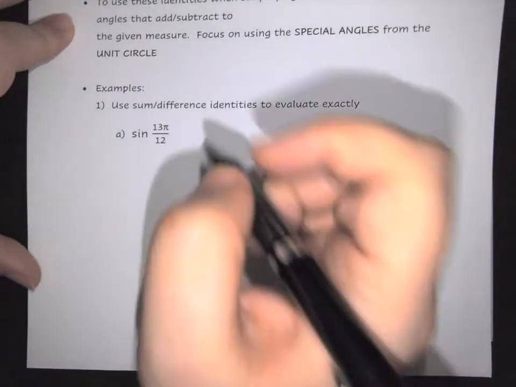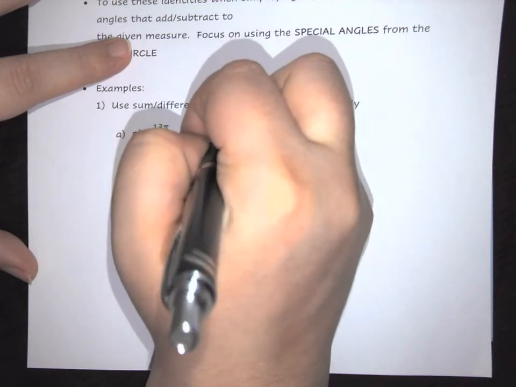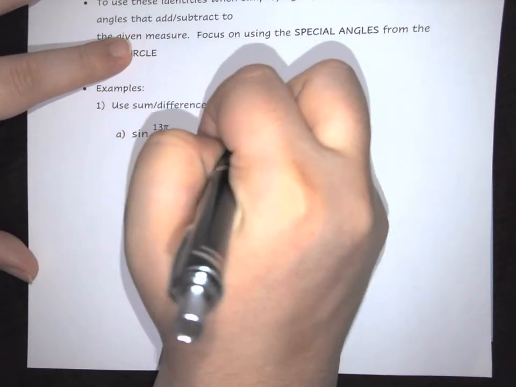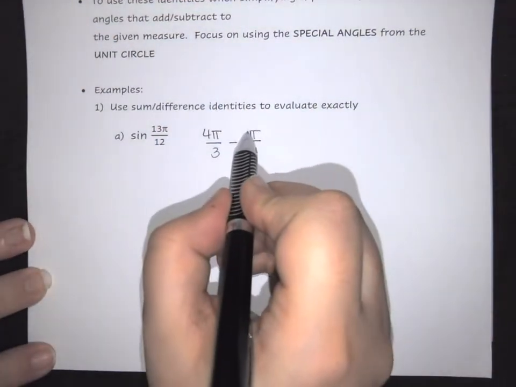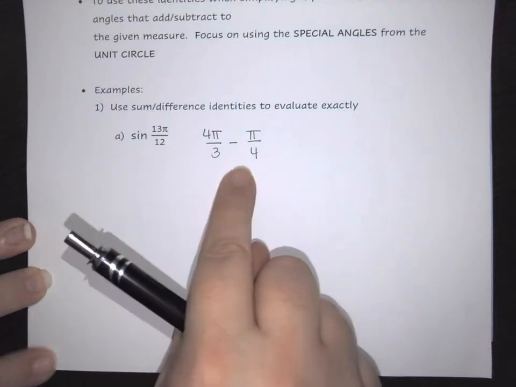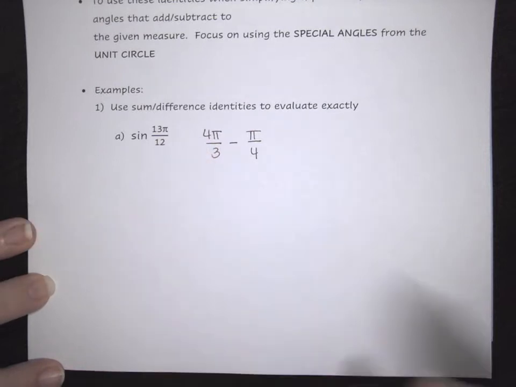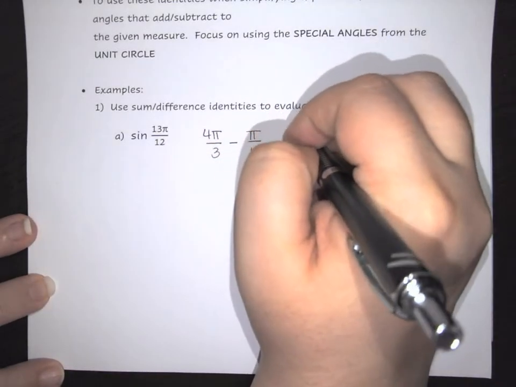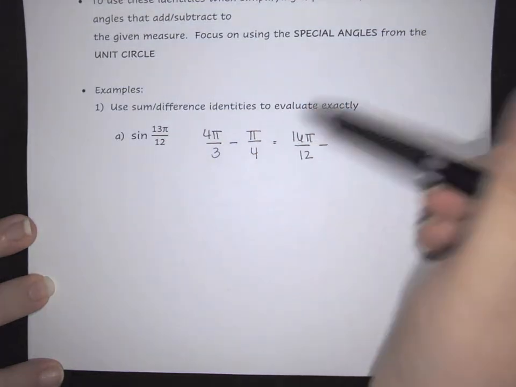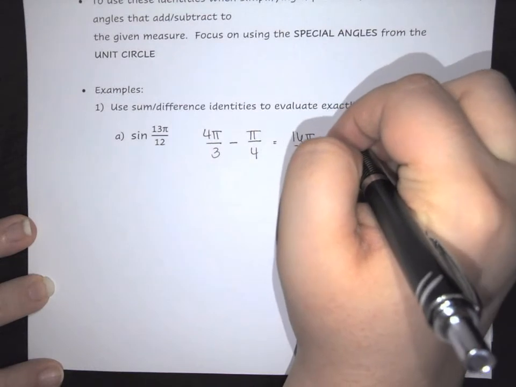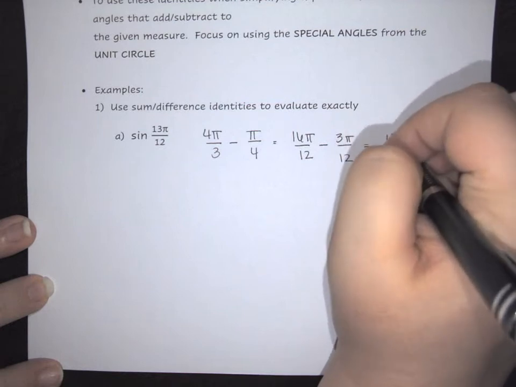One of the things that I know is that I would have 4 pi over 3 minus pi over 4. If I were to use my fraction rules, which say I need a common denominator, I'd have to multiply this first part by 4. This is going to end up giving me 16 pi over 12. And I'd multiply the second part by 3, so here we would end up having 3 pi over 12. And if you do the math, we get 13 pi over 12.